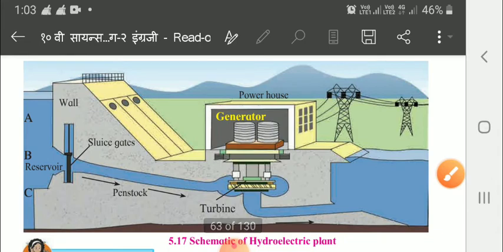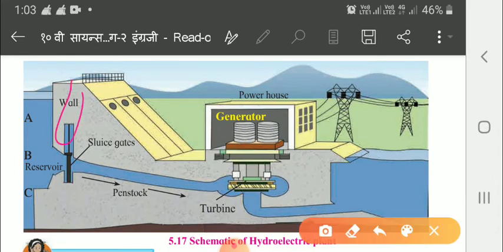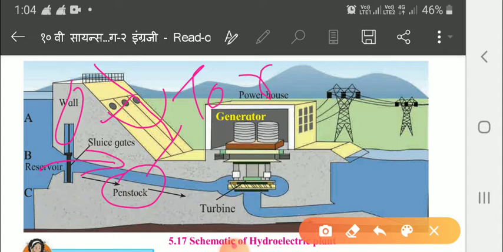See here, children, this is the wall that is made, and from here the water is coming this way. This is the sluice gate, from where the water comes this way. This is the penstock. The penstock is gate-like, regulating the flow of the water. So the penstock is for what? To regulate the flow of water.